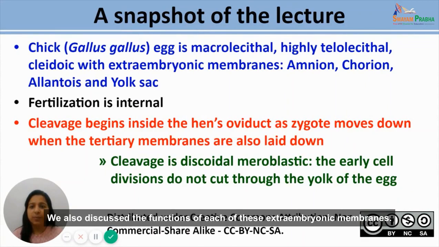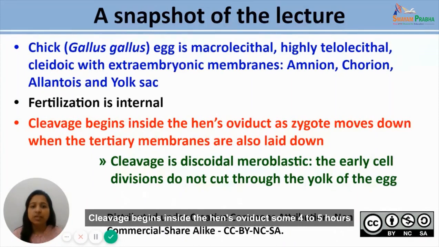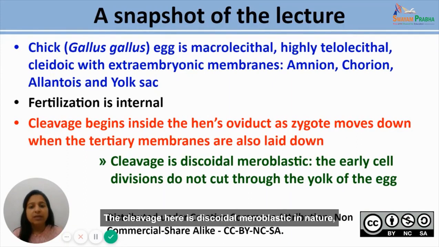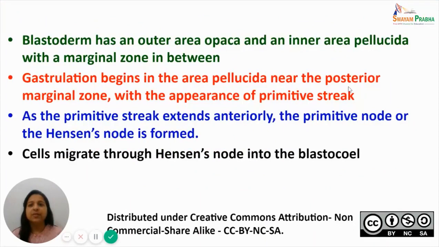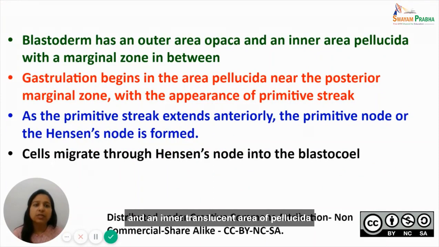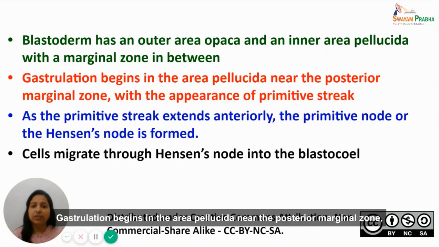Fertilization in the case of the chick egg is internal. It happens in the hen's oviduct. Cleavage begins inside the hen's oviduct some 4 to 5 hours after fertilization, as the zygote moves down the oviduct. And it is during this travel down the oviduct that the tertiary membranes are also laid down around the ovum. The cleavage here is discoidal, meroblastic in nature, and the early cell divisions are not able to cut through the yolk of the egg. The blastoderm has an outer area opaca and an inner translucent area pellucida with a marginal zone in between these two layers. Gastrulation begins in the area pellucida near the posterior marginal zone with the appearance of a primitive streak.